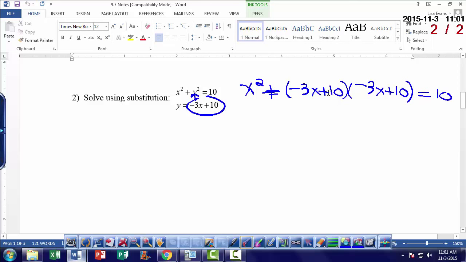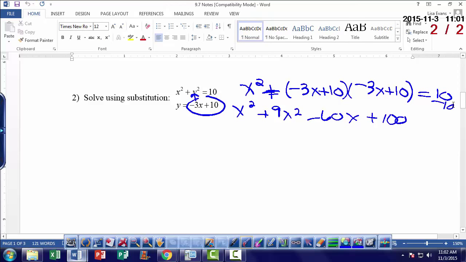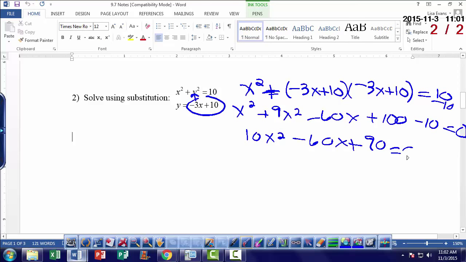So what you need to do is FOIL this out, and then we're going to add our like terms, and then we're going to subtract 10. So when I FOIL this out, I leave my x squared alone. I get 9x squared minus 60x plus 100. And then I'm going to subtract this 10 over, so I'm going to subtract 10 equals 0. Now I'm going to add up my like terms. When I do that, I get 10x squared minus 60x plus 90 equals 0.